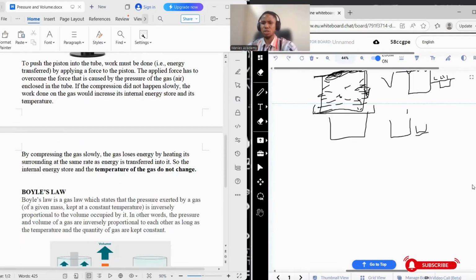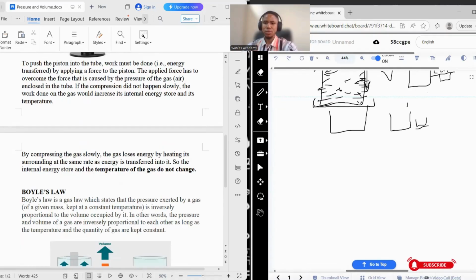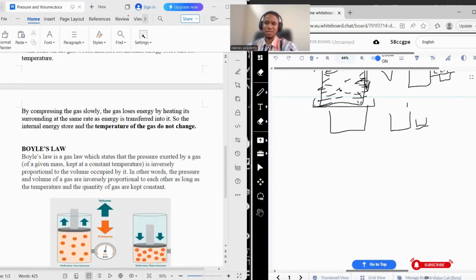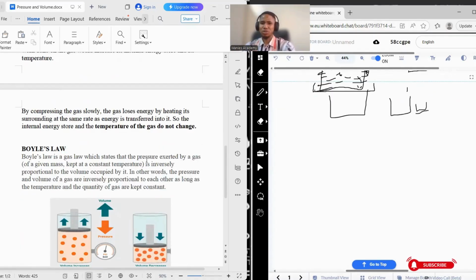Okay, so what does Boyle's law state? Boyle's law states that the pressure exerted by a gas is inversely proportional to the volume occupied by it, inasmuch as the temperature remains constant. What does that mean? It means that when we have pressure exerted on a gas, it's inversely proportional to the volume of the gas. As the pressure increases, the volume decreases, inasmuch as the temperature remains constant.